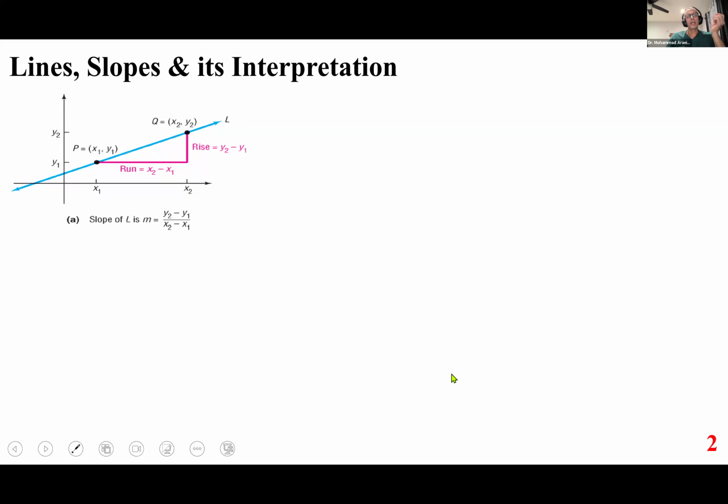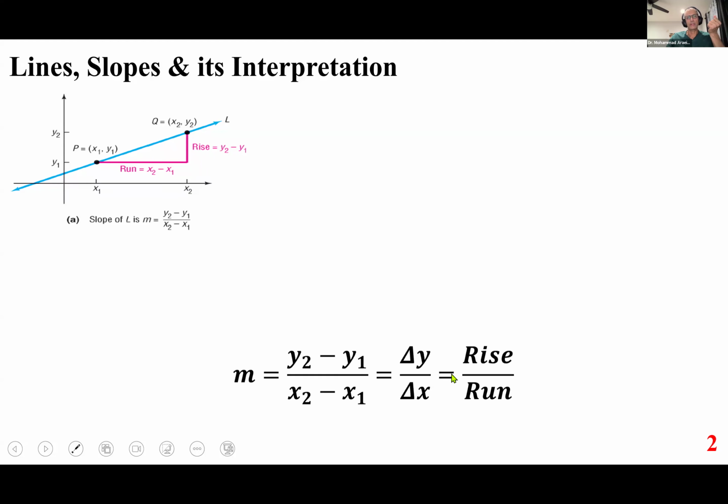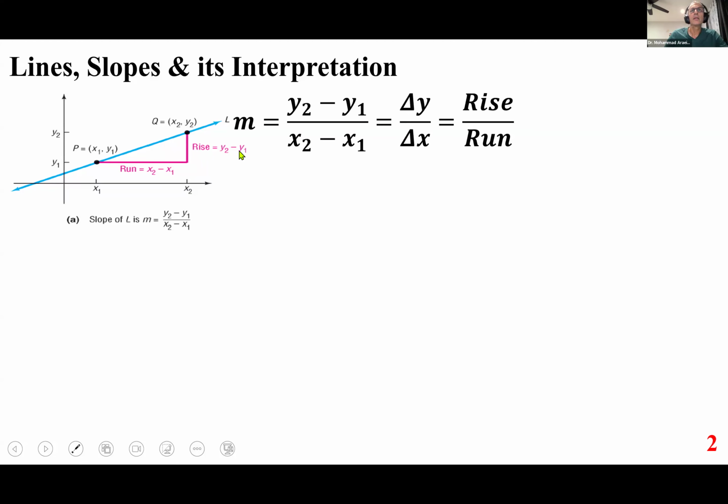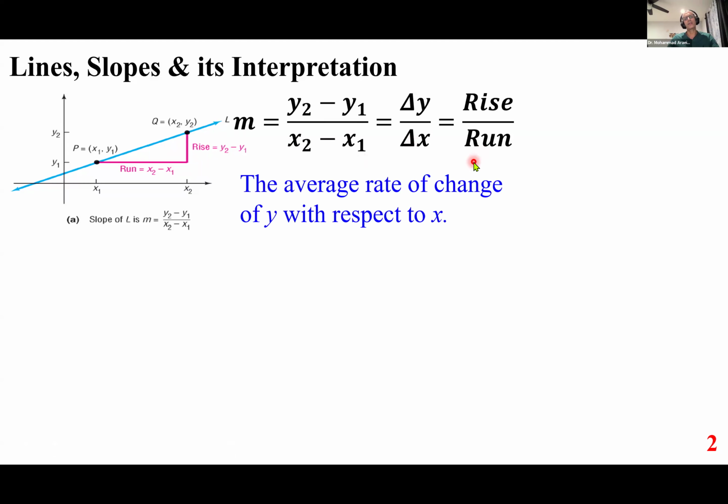Line slopes and its interpretation. We've already discussed that, so quickly. What is it? M represents the slope, change in y, y sub 2 minus y sub 1 over x sub 2 minus x sub 1, or delta y over delta x, rise over run. This is known as the average rate of change of y with respect to x. This is extremely important, and we're going to revisit this again and again in various formats.